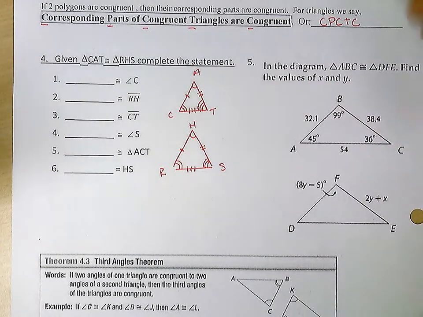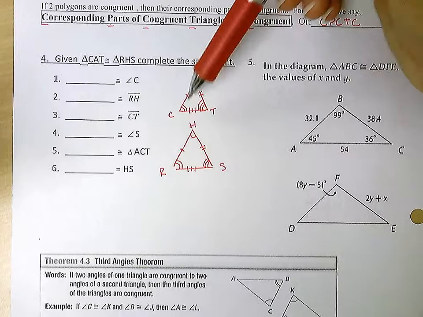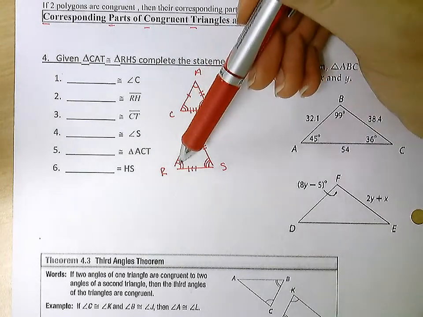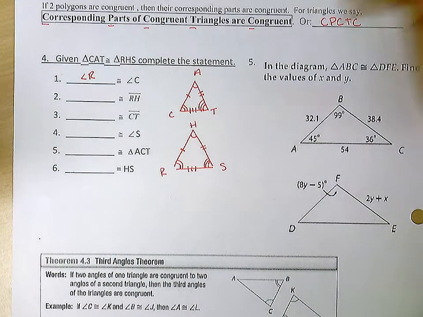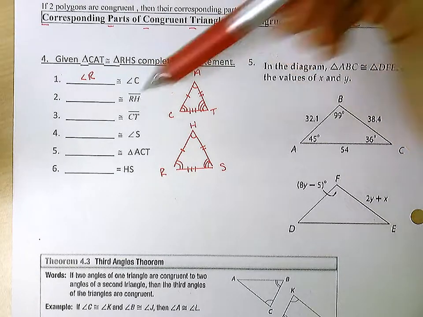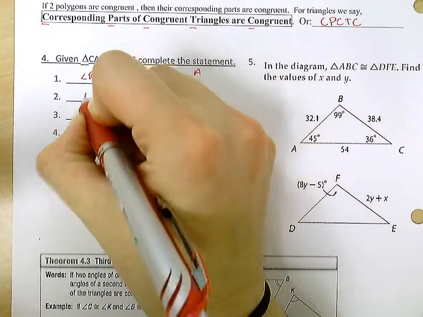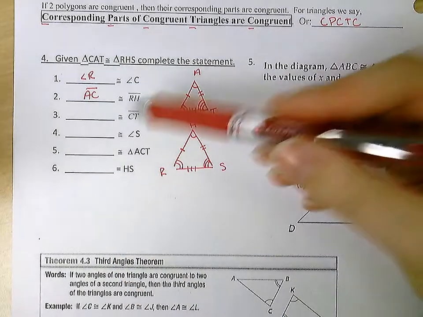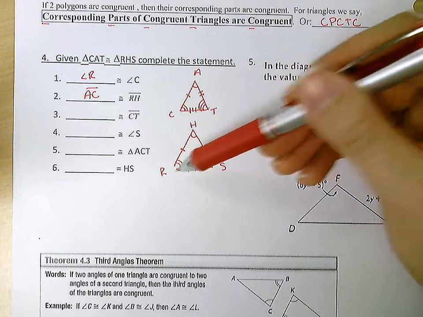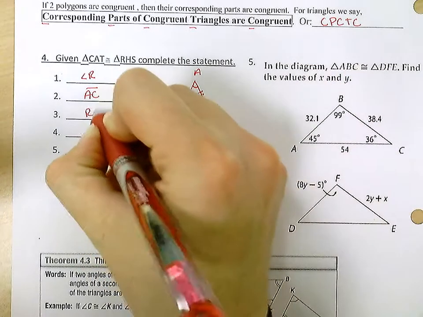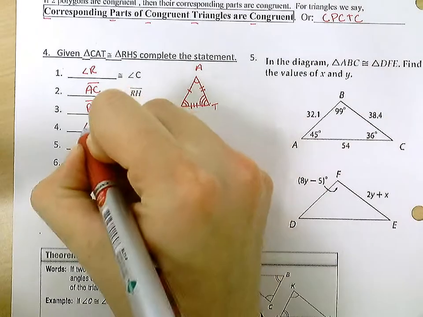It's an angle. All right, so now for number 1, I want to find the angle congruent to angle C. With my picture here, I can clearly see that would have to be R, so I would write angle R. Number 2, we're looking at segment RH. I need to find the other line with one dash. That would be AC. Then I have CT, which has 3 dashes in my picture. Looking at my other triangle with 3 dashes, that would be RS. Then what angle is angle S congruent to? T.